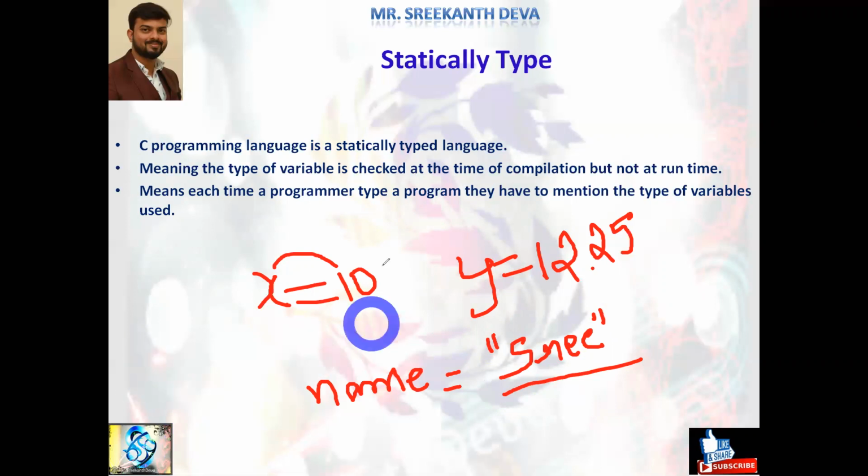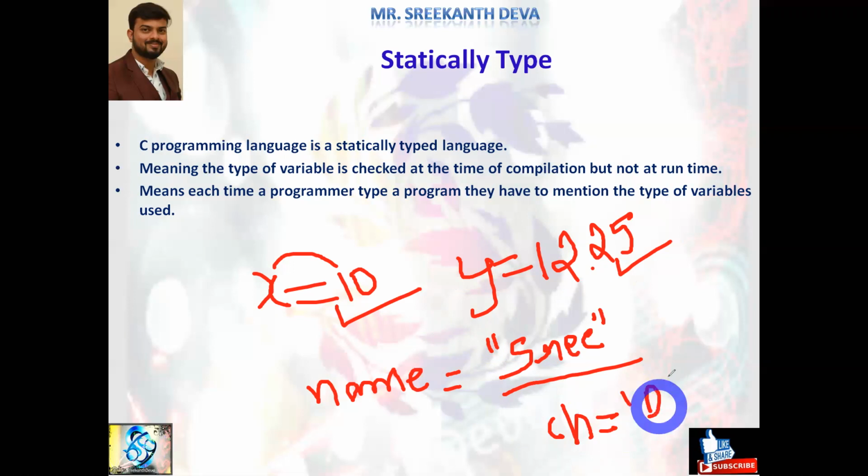All of these represent types of variables, and all of them are identified at compile time: what type of variable you are using, either integral types, floating point types, or character types. Suppose I want to store only one character, ch equals 'D', like Deva. I enclose it in single quotes: 'D'. It is one character, and we store only one character.